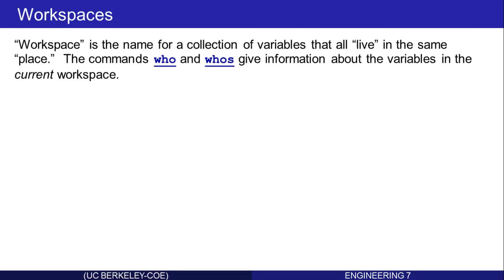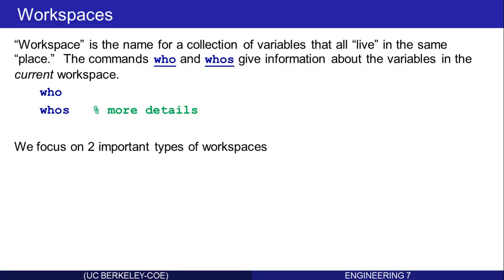We've used the term workspace in this and several previous modules. Now it's time to define those a little more carefully and see how they play a role in how functions are called. Up till now, we've informally used the word workspace to refer to any collection of variables that all live in the same place. We've used the commands who and whos, which give information about the variables in that current workspace.